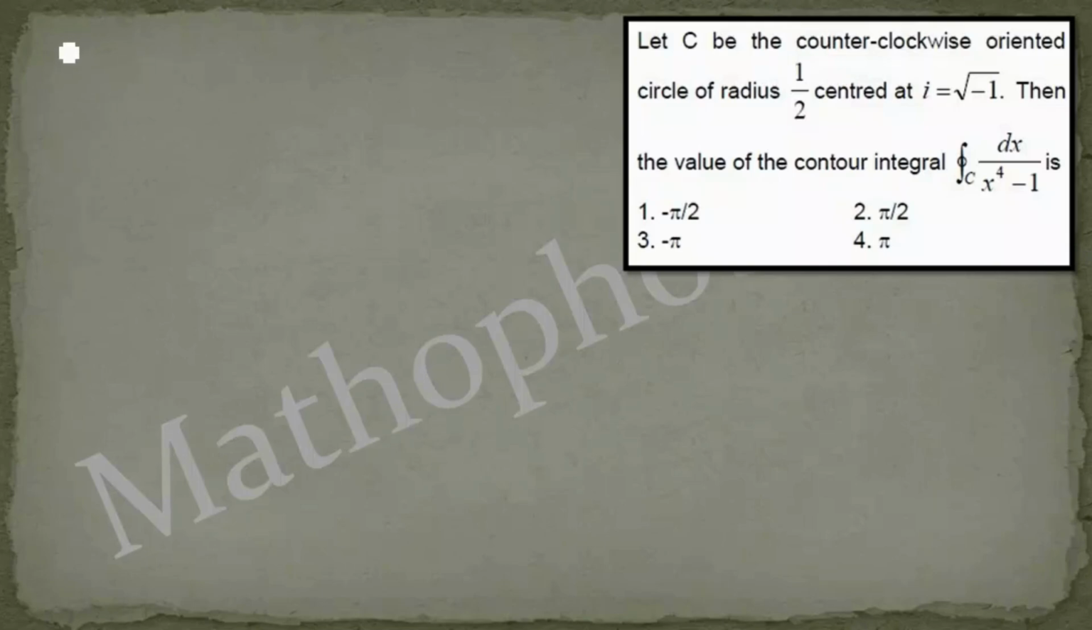ஃபர்ஸ்ட் என்ன கொடுத்துருக்காங்க, சர்க்கிள் mod z minus i is equal to 1/2. So center is i and radius 1/2.